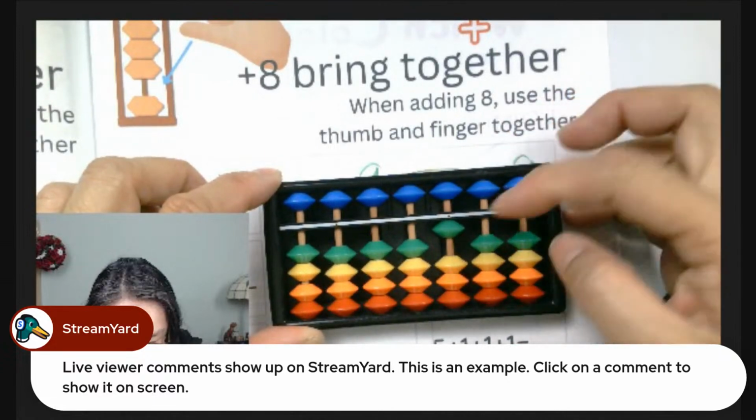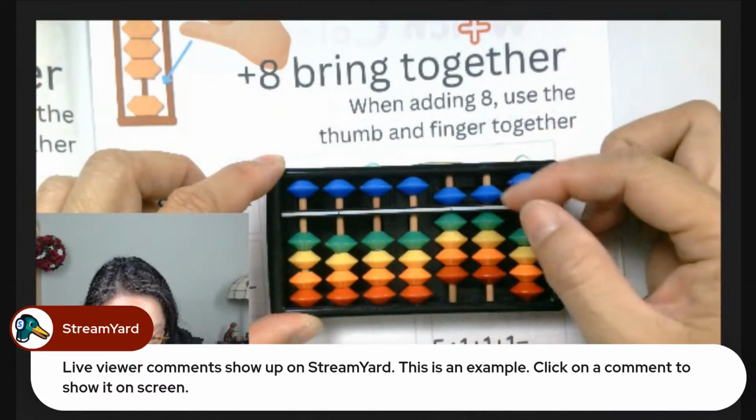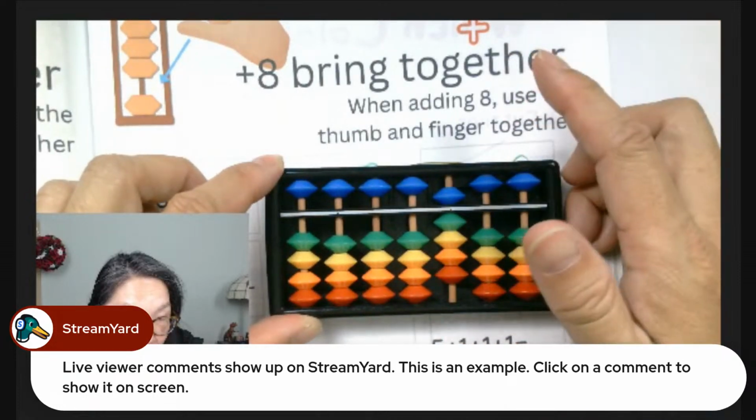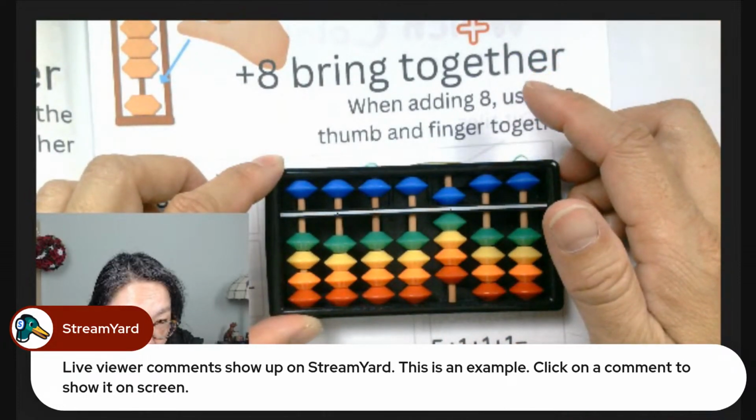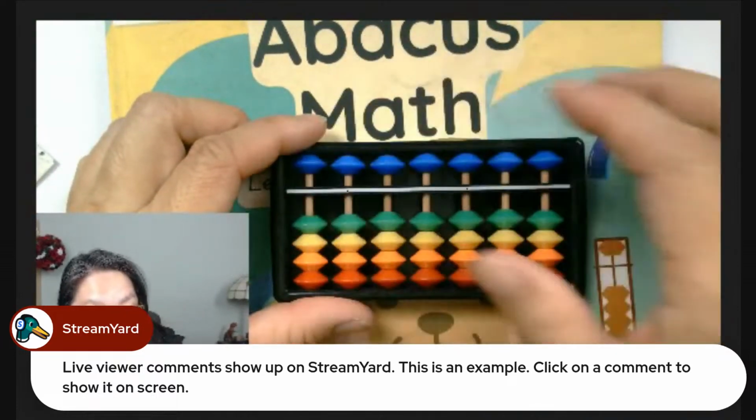We do 8, we have 1, and plus the 8. 5, 6, 7, 8. And we bring it together. And then my answer is 9. All right. Are we done? We're not done. You know why? Because there's more to it. What happens when there's not enough beads?